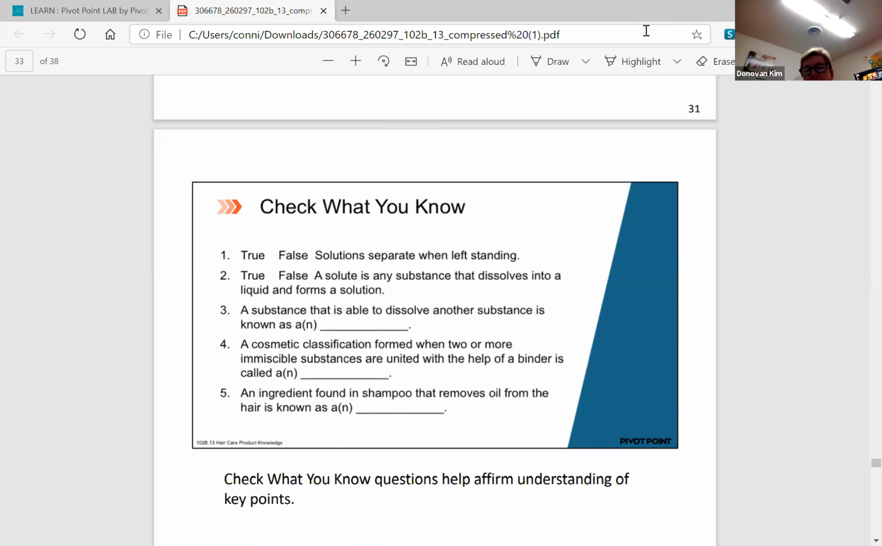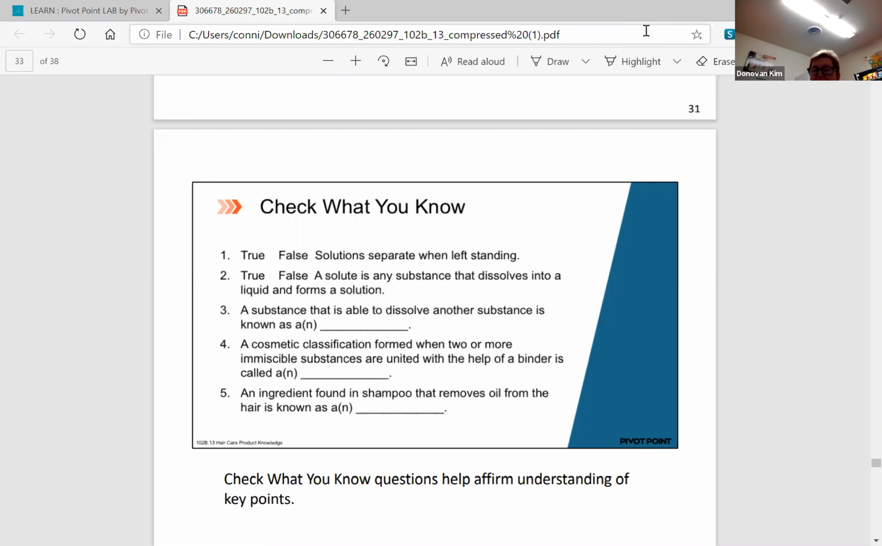All right. A cosmetic classification formed when two or more immiscible substances are united with the help of a binder is called. I'm going to try it. It's like what shampoos are. All right, let's try an emulsion.